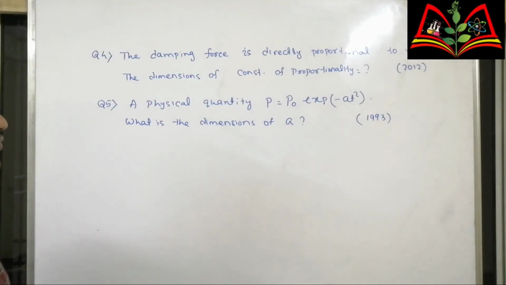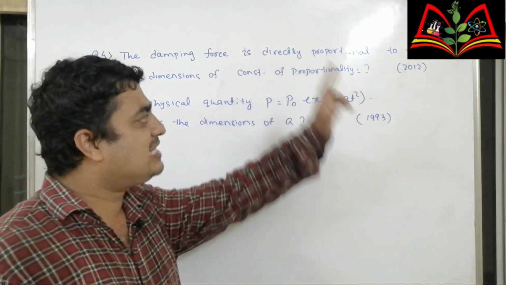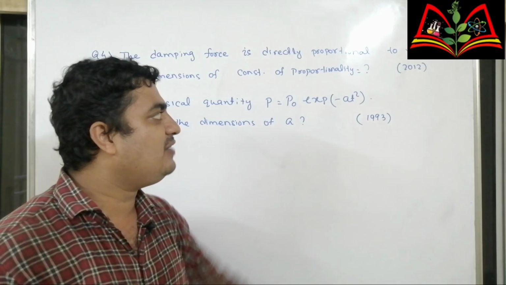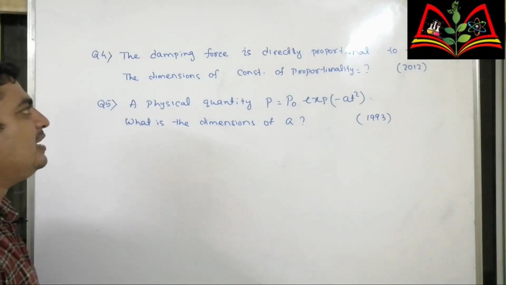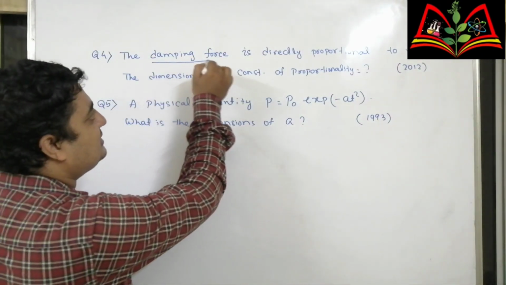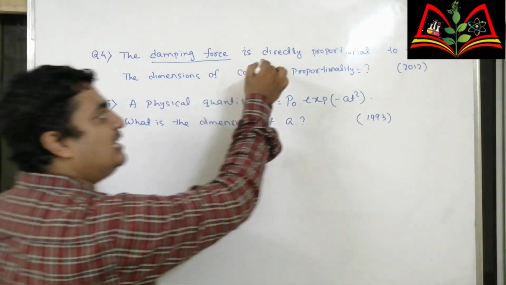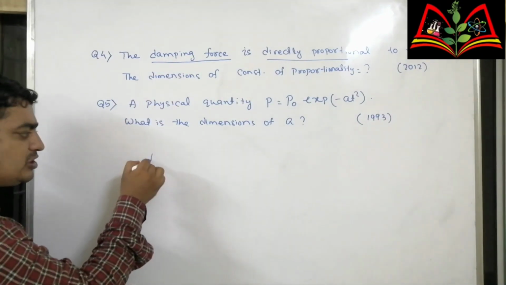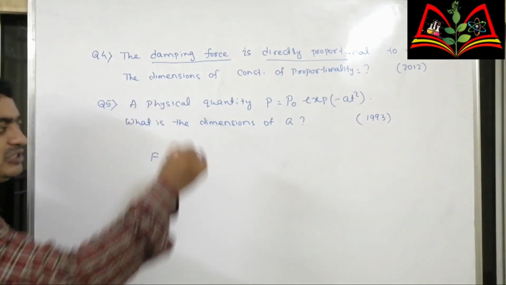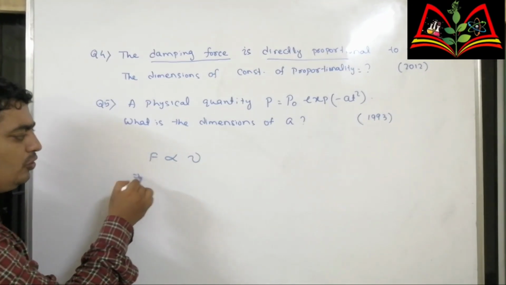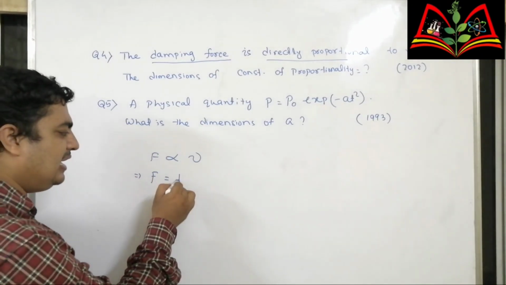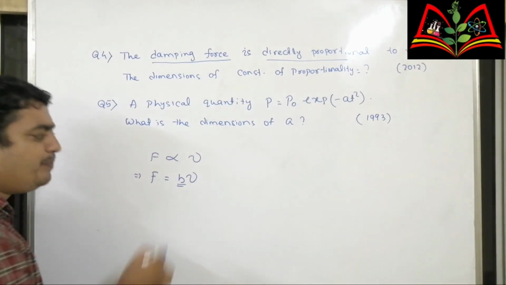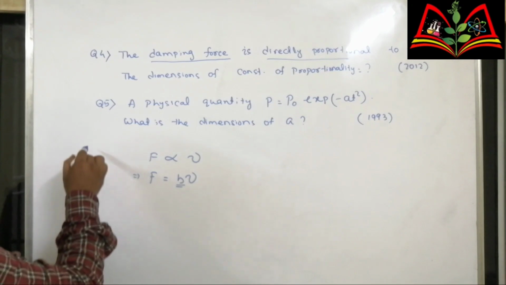Consider the question number 4. The damping force is directly proportional to velocity. What is the dimension of the constant of proportionality? Now, identify the quantities given here. Damping force is directly proportional to velocity. So, if we write a constant, F equal to B into V. Now, here B is the constant of proportionality.